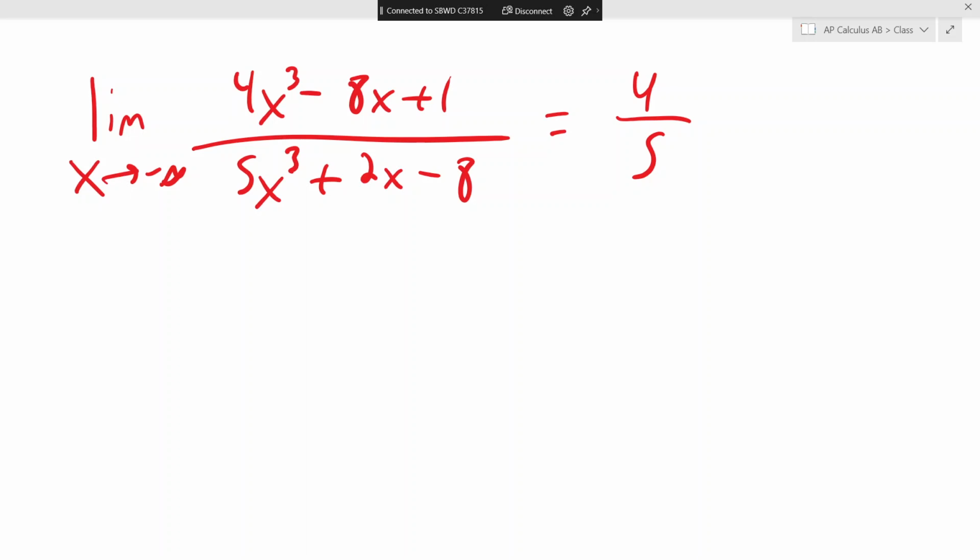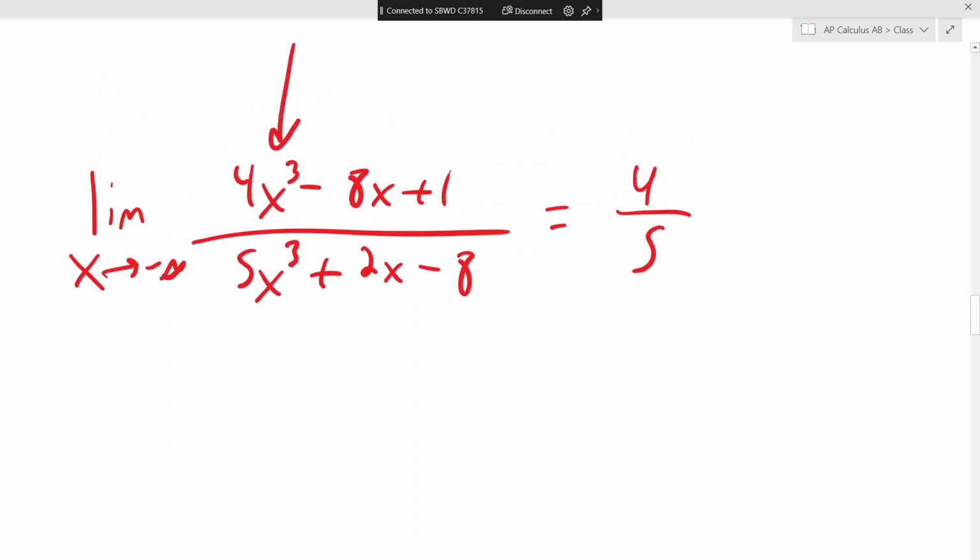This can't. Look, what kind of number is the top going to be if I plug in a big negative? It's going to be a big negative. But what's the bottom going to be? A big negative, which makes the whole number positive. That's why it's still 4/5. It's the square root that stops that from happening. We'll take a look at that in a second, okay?